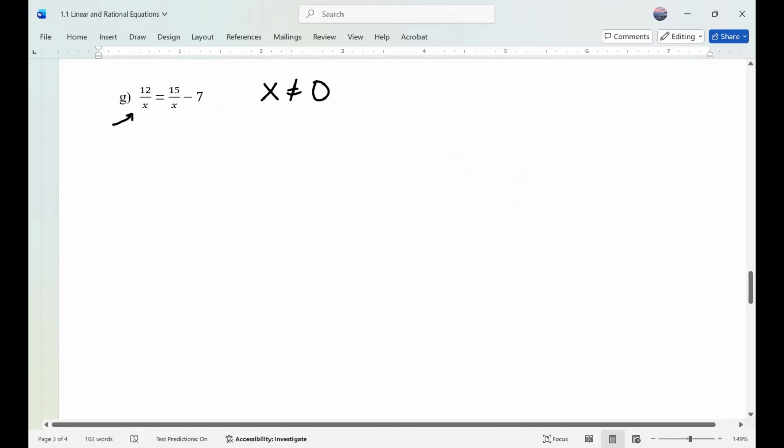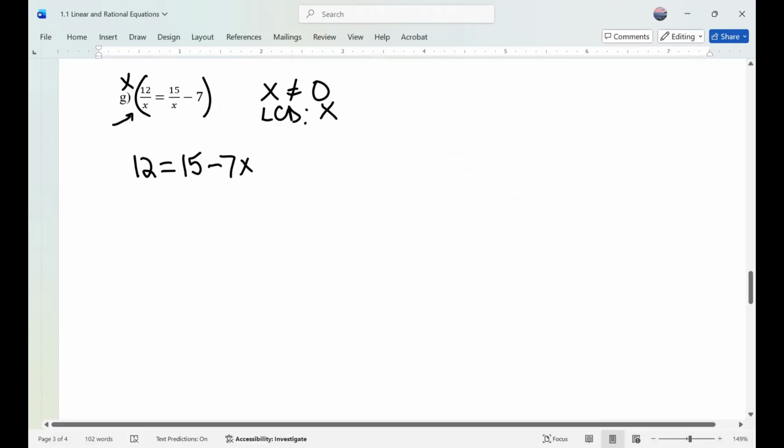All right. So now we multiply by our LCD. If you want to make a step of the LCD, you can do that. In our case, our LCD is just x. It's only listed down once, not twice. So we're going to multiply each one of these by x. You could show it individually like I showed above, or you could do it as a big multiplication. So x times 12 over x is just going to give me 12. x times 15 over x is going to give me just 15. And x times -7 is going to give me -7x.